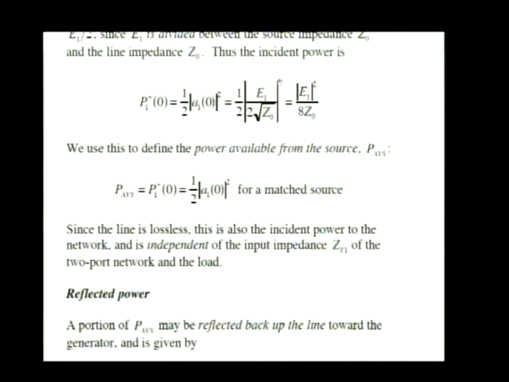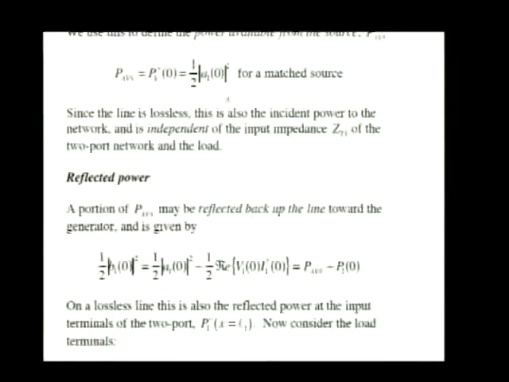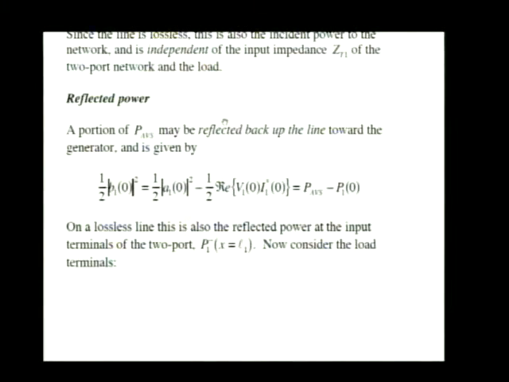Okay. How about the reflected power? Not all that available power makes it into the 2-port. Part of it can be reflected. And what part is reflected? Well, we've already talked about that. 1/2 of B1 magnitude squared. And you can find that easily enough by taking the difference between the total power and the incident power. So basically all I'm saying here is reflected power is total power minus incident power.